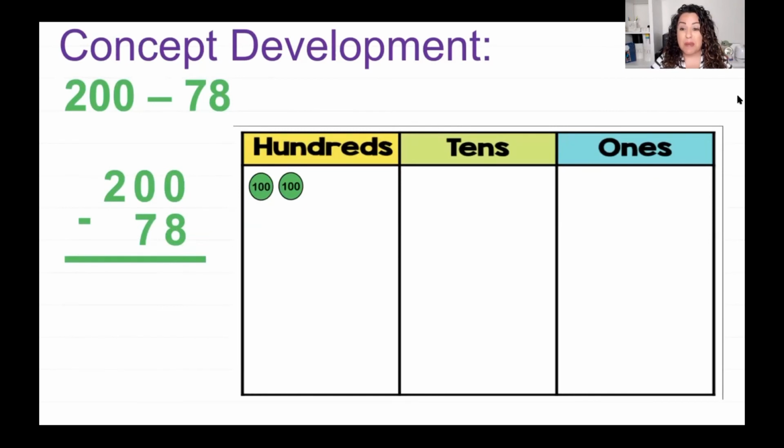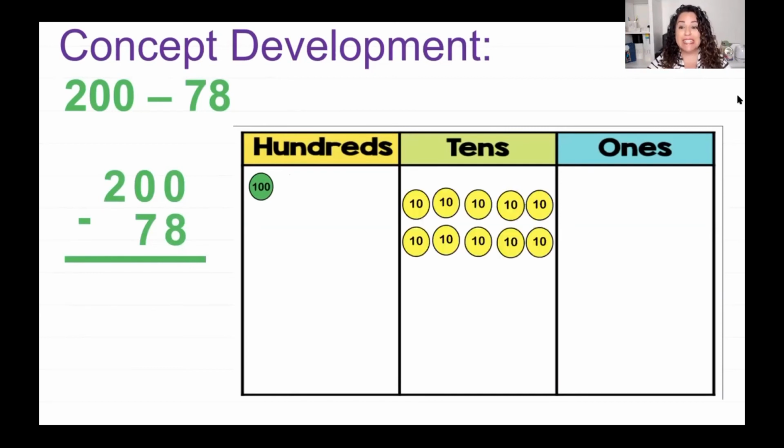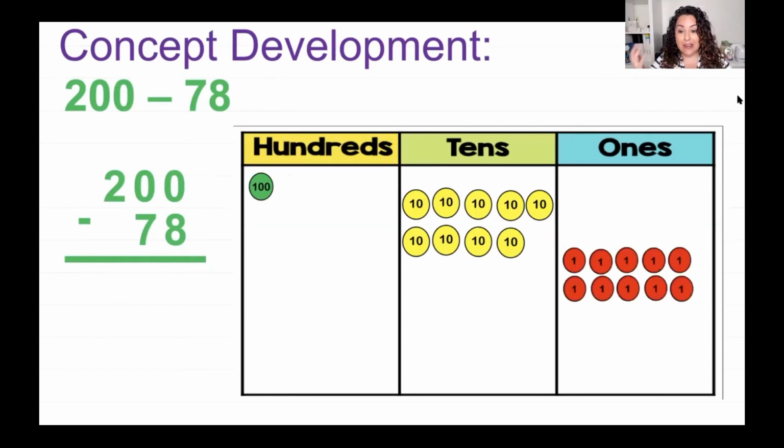So remember, if I'm trying to get some 1s, I need to go to my 10s, and if there's no 10s, I need to go to my 100s. So here goes my 100 into my 10s, and there are my 10 10s. Now remember, I still need 1s. So let's take a 10 and let's get 10 1s. So now that I have 10 1s, I am ready to subtract.